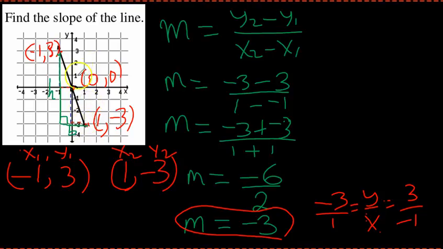Or if you want to take this route, you go up 1, 2, 3, and go left 1. You still meet on the line. 1, 2, 3, 1. You meet on the line. All right? Hope that makes sense.